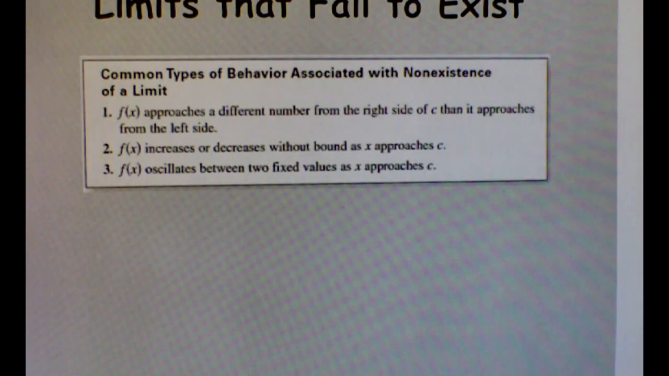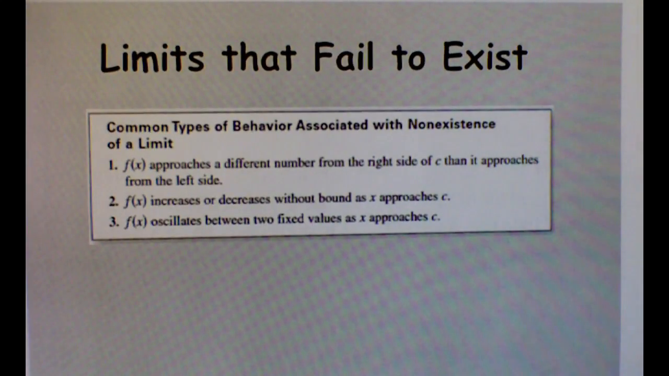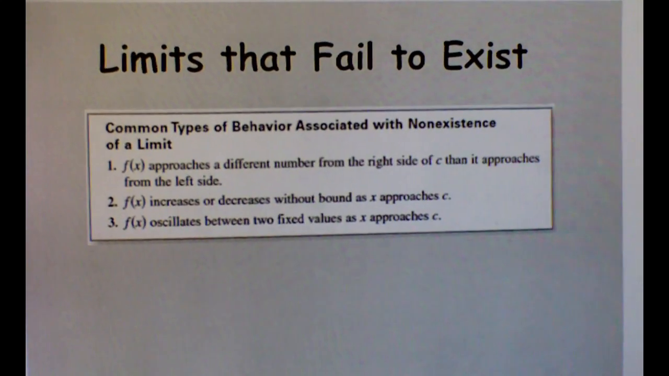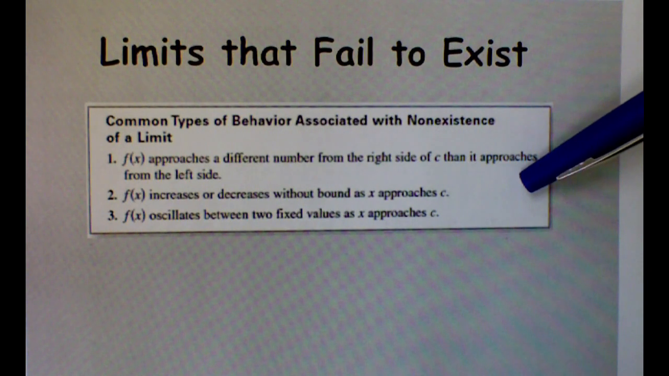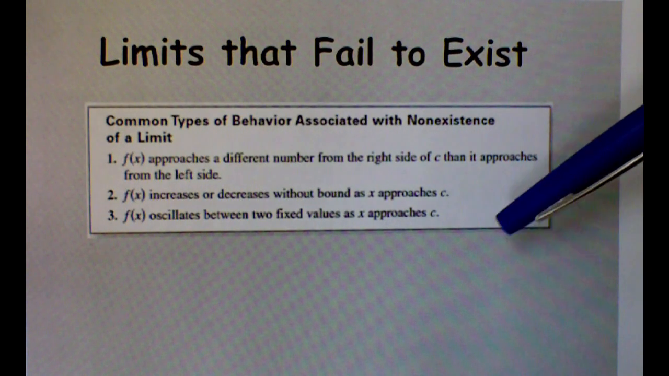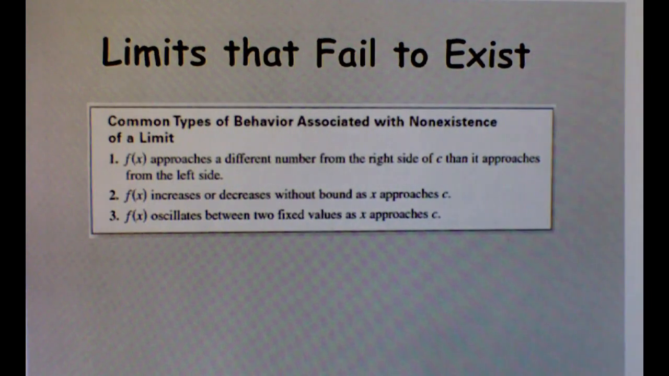So there are 3 common ways that limits will fail to exist. If f of x approaches a different number from the right side of c than it approaches from the left side, if it increases or decreases without bound, that was our positive or negative infinity, or if it oscillates between 2 fixed values as x approaches c.